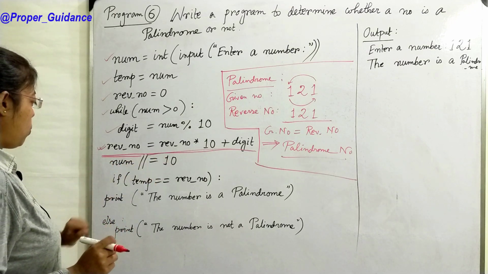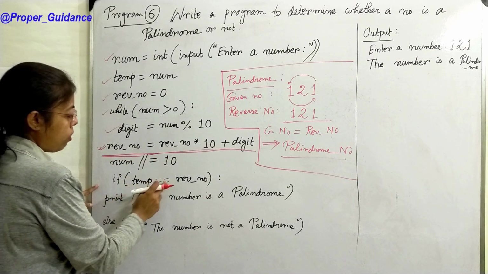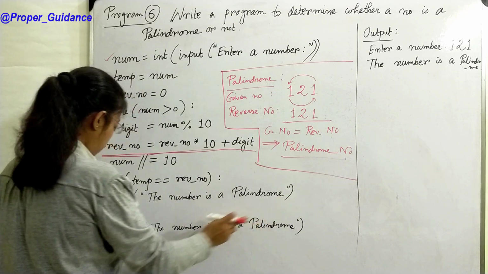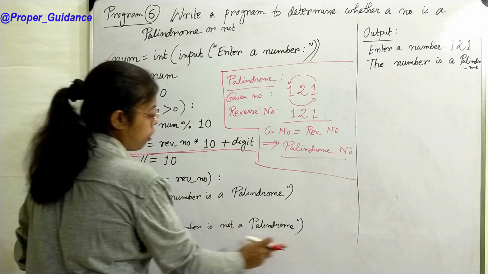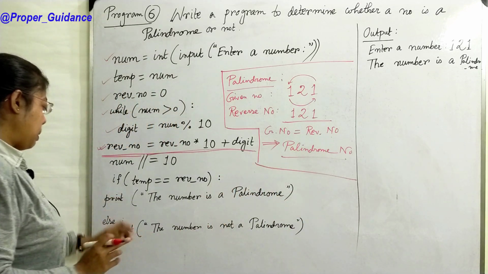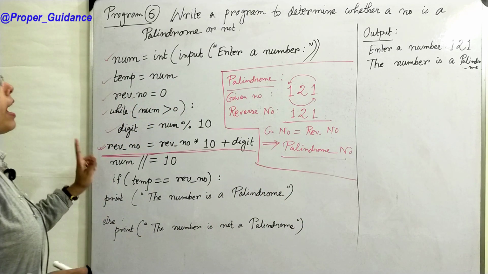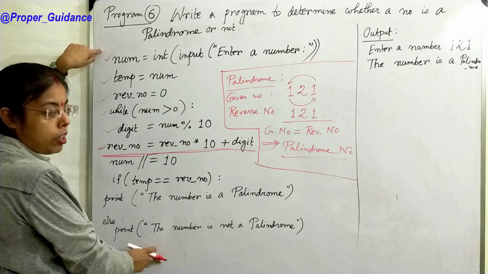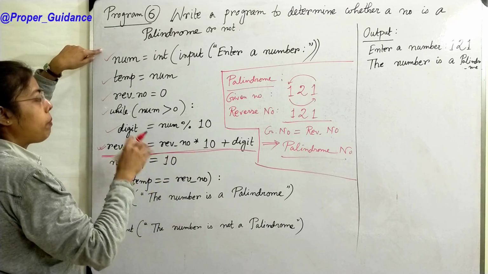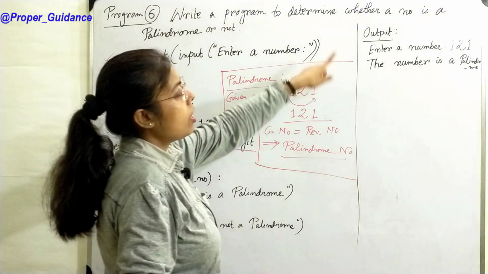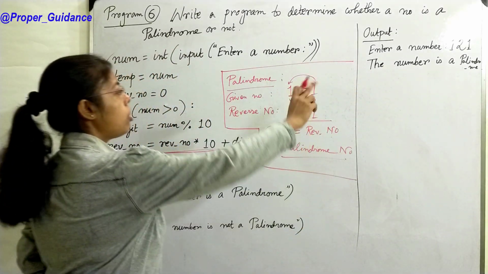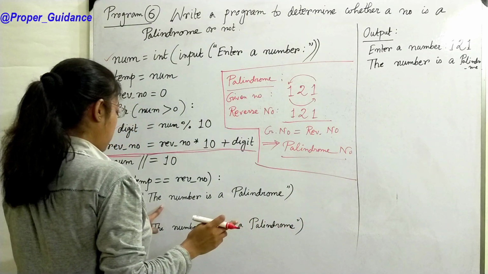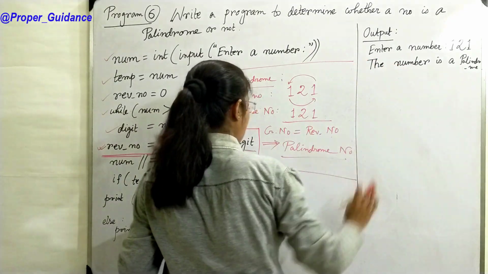Num, this one. If temp equals reverse number, print the number is a palindrome, else print the number is not a palindrome. The program is completed here. And the output section: when you execute the entire program on your computer, on the platform where Python programs run, you will get the output here. Enter a number. I am giving 121. Then the output gives me that the number is a palindrome.